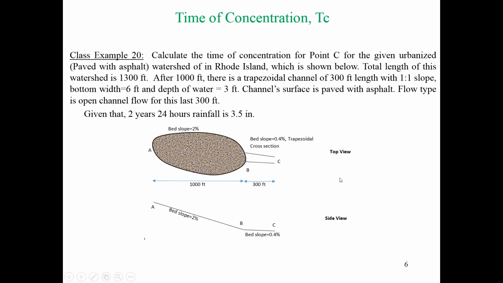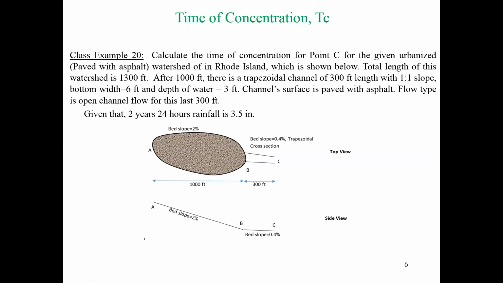So this is the top view. You can see that this is the watershed and this is the channel, and the length is given. For the watershed, the bed slope is 2%, so from the side view, it will look like this. And for the open channel in trapezoidal section, the bed slope is 0.4%, which is obviously way less than 2%. So it will look like that.